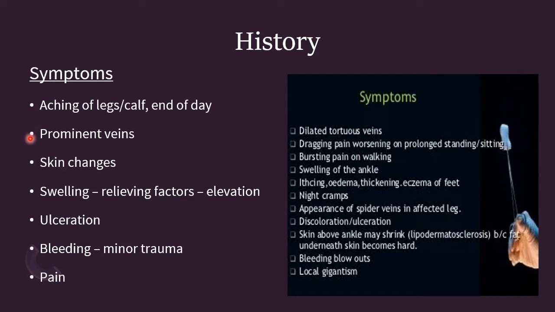Under similar situations, there will be prominence of veins on standing, and this is also seen toward the end of the day. Skin changes: discoloration, swelling, relief by elevation of the leg, ulceration, especially in the medial lower third of the leg above the medial malleolus, and there can be massive bleeding due to minor trauma. Also ask whether the patient is having any pain, which is not a good sign in varicose veins.